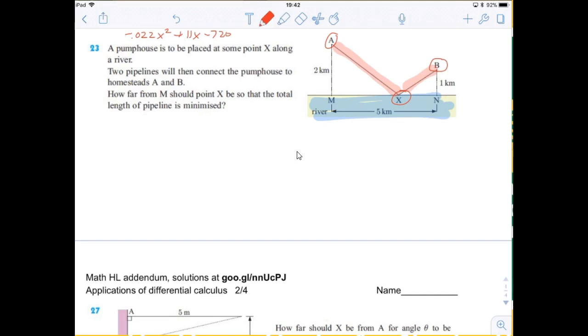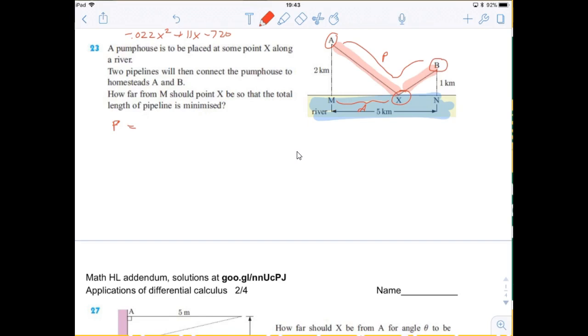So what we're going to probably do is write an equation which takes the position of X from M, the distance from X to M. Let's call that D. And we're going to translate D into the length of the pipe, which we'll call P. Okay? So let's say P is equal to 2 pieces of pipe.